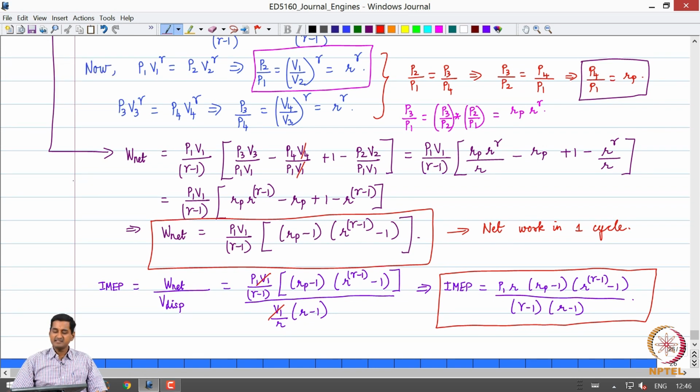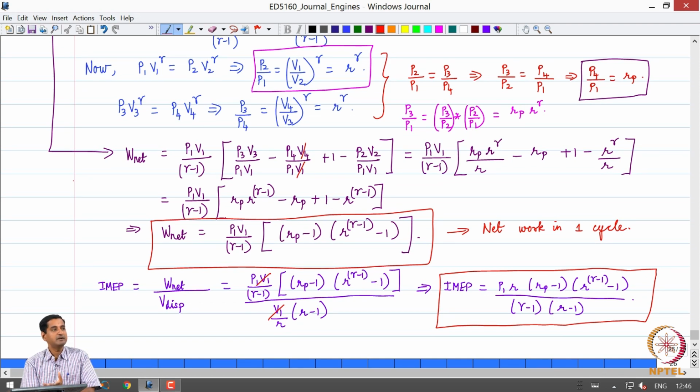Okay. As an exercise, I want you to do the same derivation. Find an expression for IMEP for the air standard diesel cycle and the dual cycle in terms of the initial pressure P1 and all other parameters R, Rp, Rc as appropriate, okay, and gamma. Okay. So, you can immediately see that the indicated mean effective pressure is dependent on P1. P1 is the pressure at the start of the cycle, right, the initial state 1.